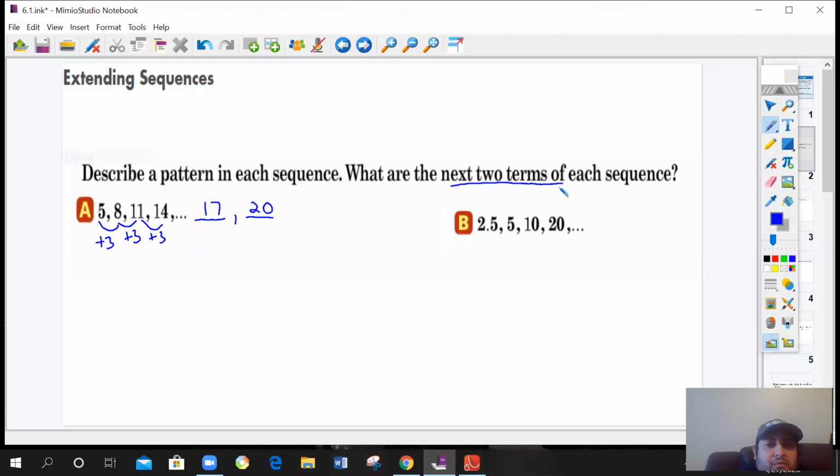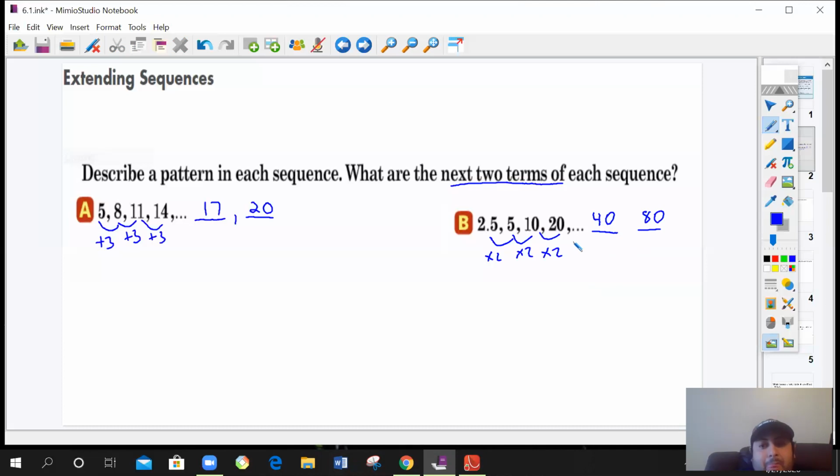All right, so let's notice this. We have a 2.5, then we have a 5, and then 10, and then 20. So from here to here, it seems like it went times 2. From here it went times 2, and from here it went times 2. By multiplication of 2. So the next two terms are going to be a 40 and then an 80.